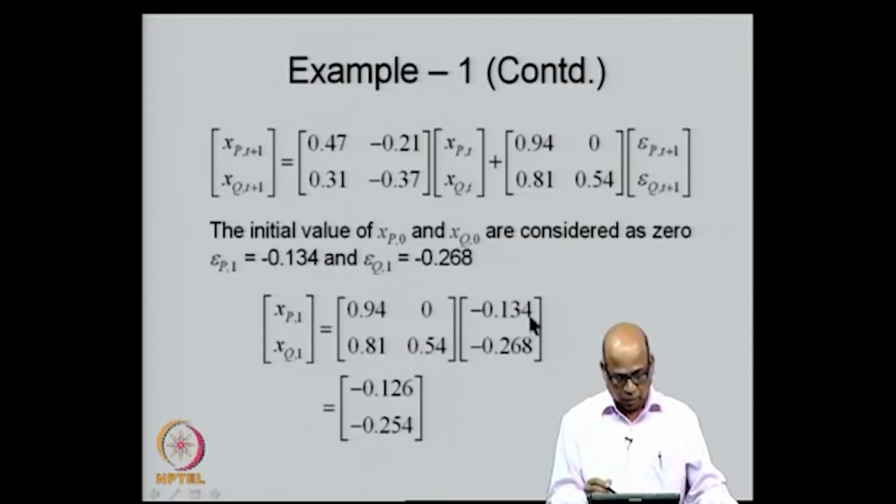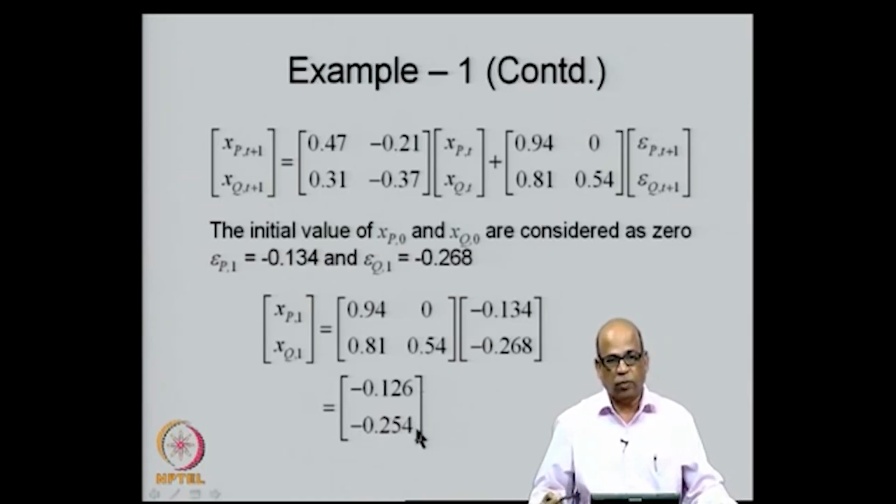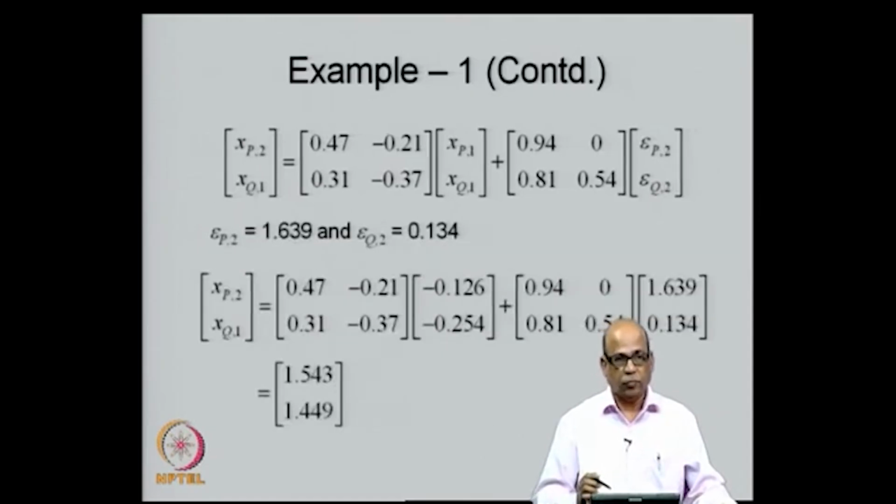So, these are the assumed values. Because these are zeros, the first term vanishes here, only the second term remains. So, x p 1, x q 1 are obtained, that is at t is equal to 0. If you put these as zeros, you get x p 1 and x q 1, that is minus 0.126, minus 0.254. Remember, these are standardized values, therefore, they can be negative.